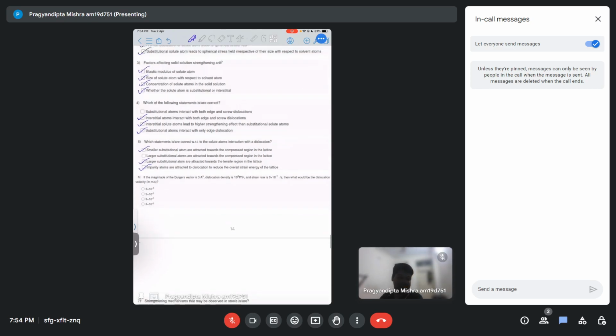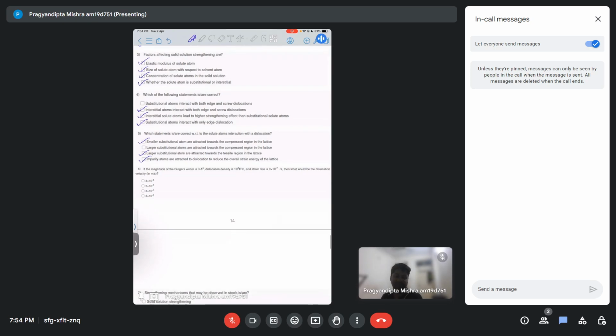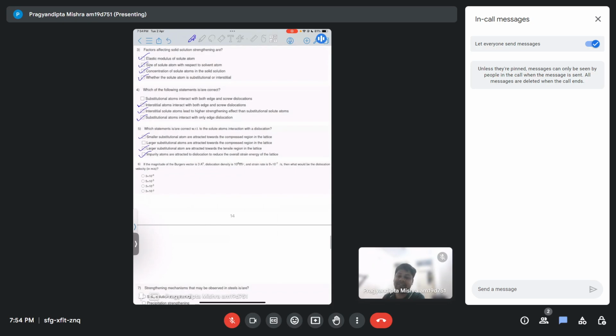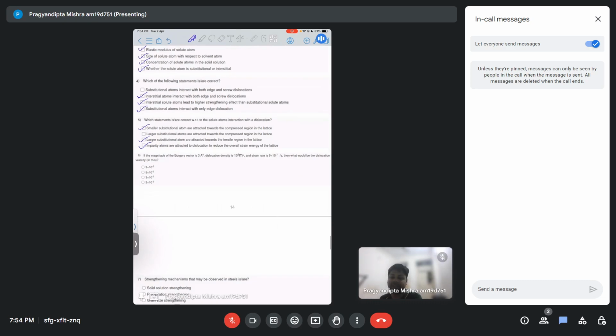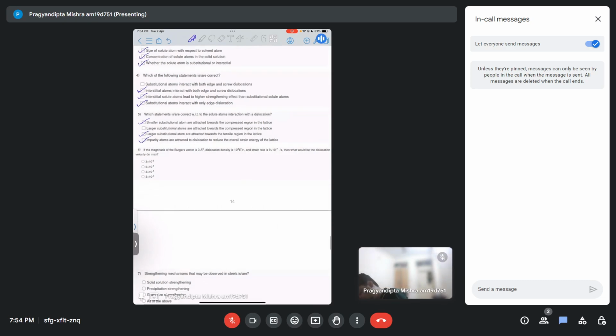Okay, so the next problem is a question given to us. If the magnitude of Burgers vector is 3 angstroms, dislocation density is 10 to the power 8 per meter square, and strain rate is 9 into 10 power minus 7 per second, then what is the dislocation velocity in meter per second? So we already have the equation, right? Epsilon dot is equal to b rho v, right?